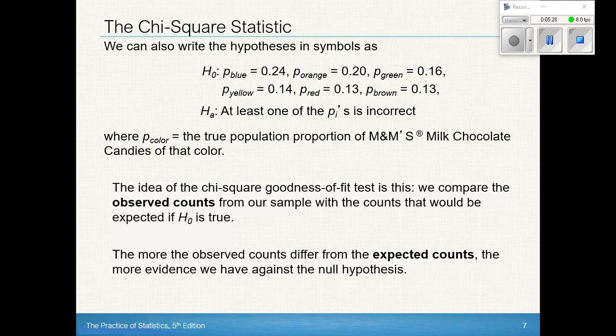Now, the idea of a chi-squared goodness of fit test is this. We're going to compare what we actually observed with what we would get if H0 is true. The more difference we see there, the more evidence that H0 should be rejected. Let me say that again. I'm going to compare what I actually observed to what I would expect to get if this H0 is true. The greater the difference between the observed values and those expected values, the more evidence we have against H0.